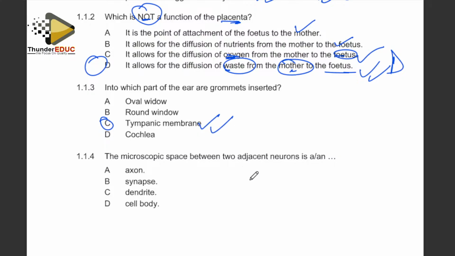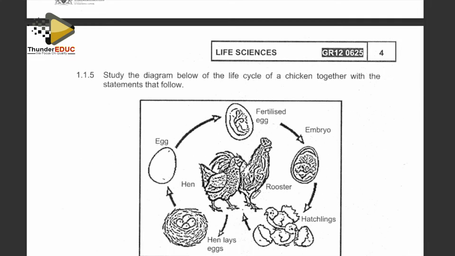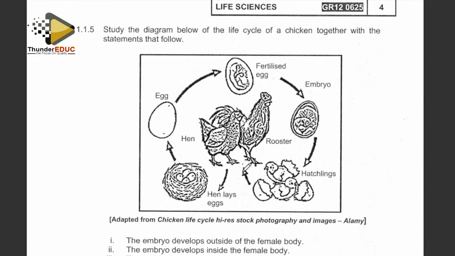Then they're saying that the microscopic space between two adjacent neurons, a junction between neurons, that's what it means. That's a synapse. We call it a what? A synapse. So that is B. It allows impulse to move in one direction. So those are 2 marks. Someone is saying 4 so far. Okay, count. You make me happy.